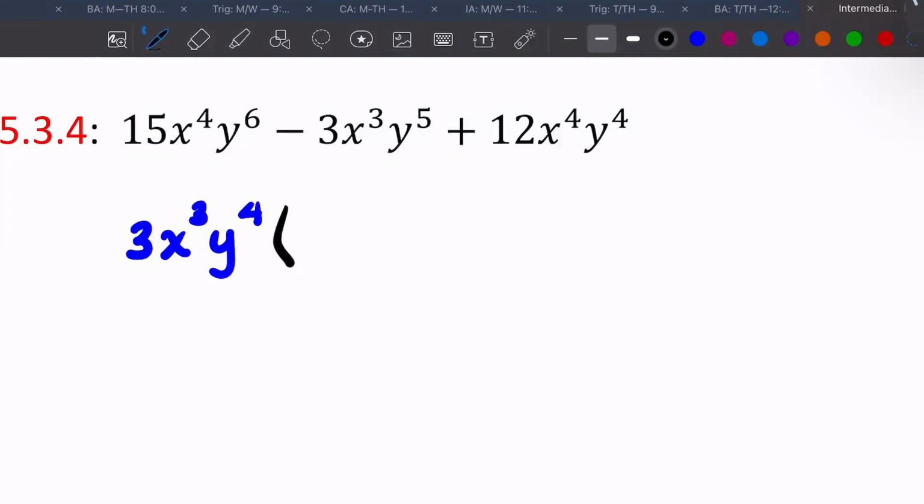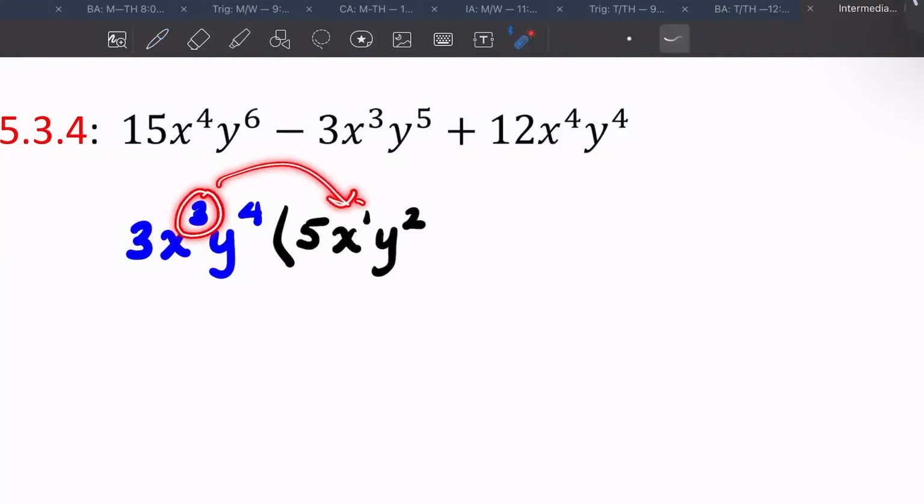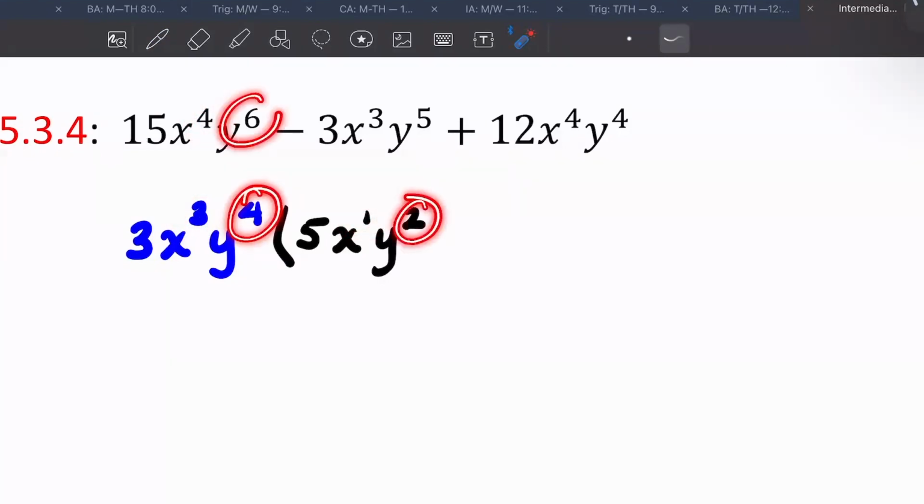Well, 3 times 5 gives us 15. We have 1 x left over and 2 y's left over, right? So if we did this, 3 plus 1 is 4. 4 plus 2 is 6. Okay, we'll keep going. We had a 3, we took out a 3.